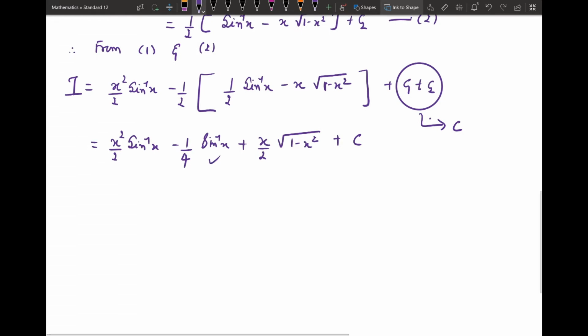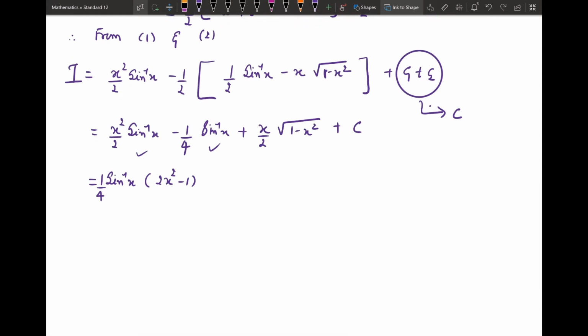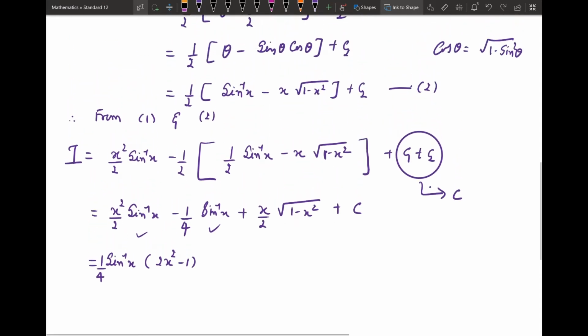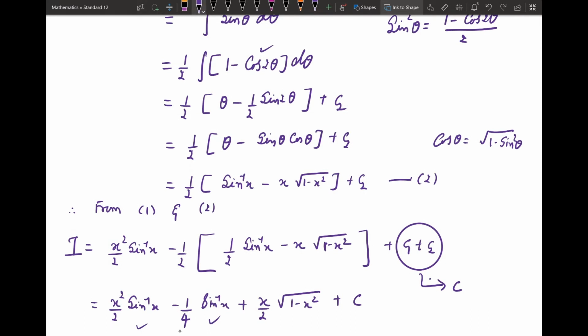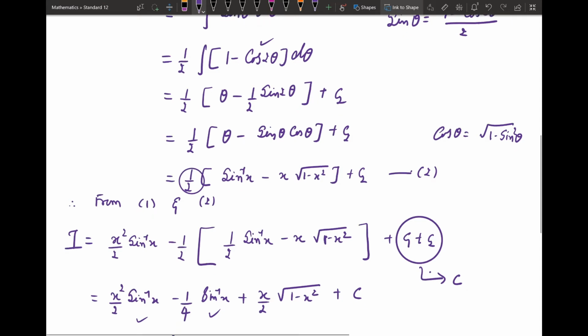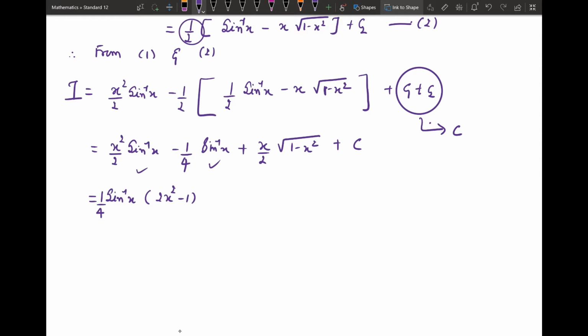And here also you can take sin inverse x common. If we take sin inverse x upon 4 common, then in the bracket there will be 2x square minus 1, plus x by 4 under root 1 minus x square. So finally it is sin inverse x by 4 into 2x square minus 1, plus 1 by 4 x into under root 1 minus x square, plus constant of integration.